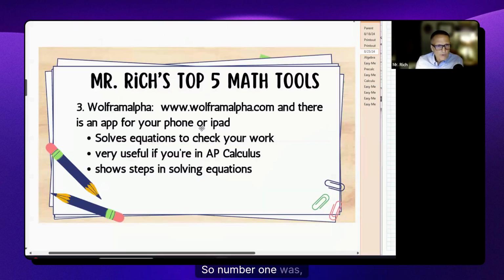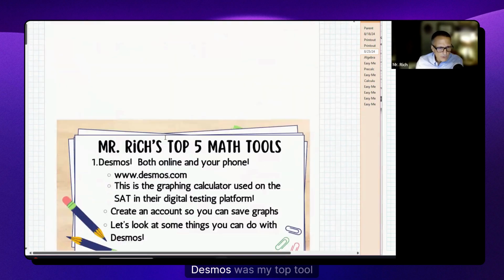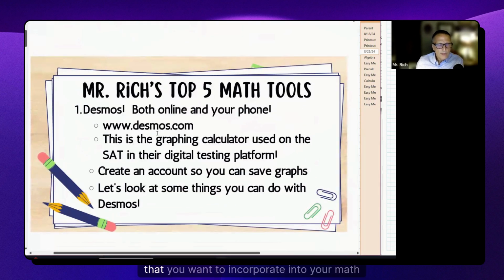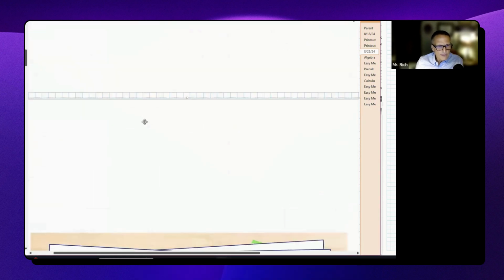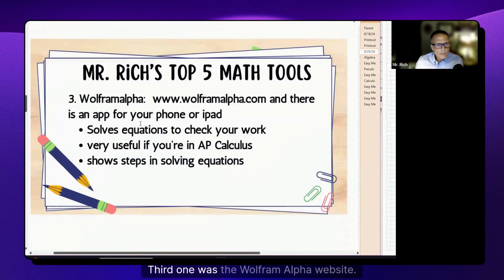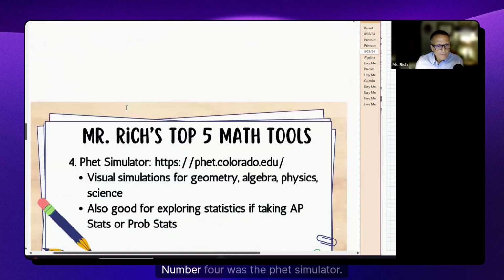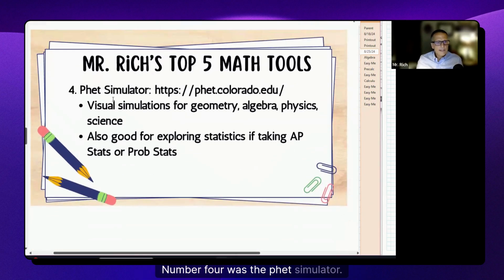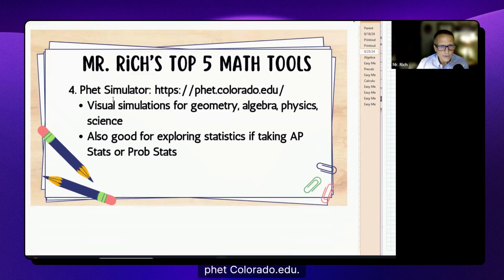Right. So number 1 was Desmos, my top tool that you want to incorporate into your math learning. Second one is, I highly recommend getting a TI-84 calculator. Third one was the Wolfram Alpha website. Number 4 was the PhET simulator, and there's the website, phet.colorado.edu. It gives you visual simulations for a variety of math and science topics.